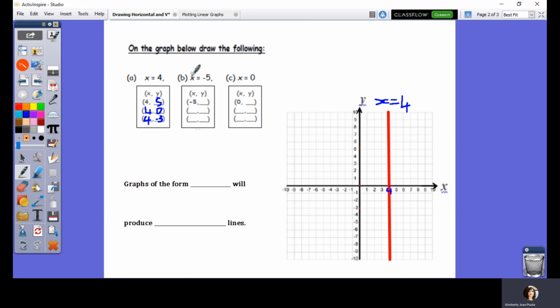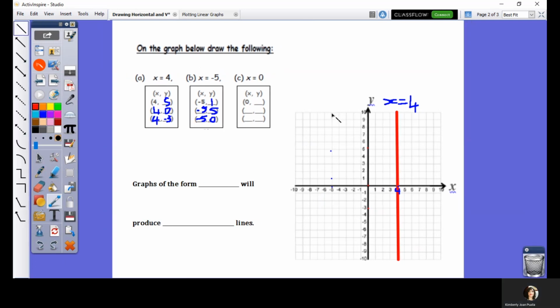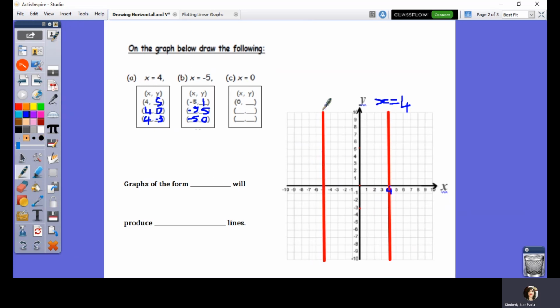Next question, x equals -5. So now it is telling us that all the x coordinates are -5. However, you can choose any y coordinate you want. So I can choose, for example, 1, I can choose, for example, 5, and I can choose 0. Therefore, you have -5, 1, which is here, -5, 5, and -5, 0, which is here. You have your 3 points, and now you can join by drawing a straight vertical line. So this line is called x equals -5.